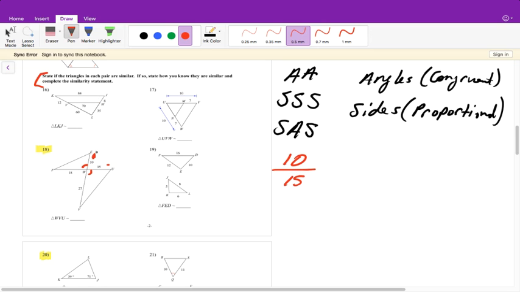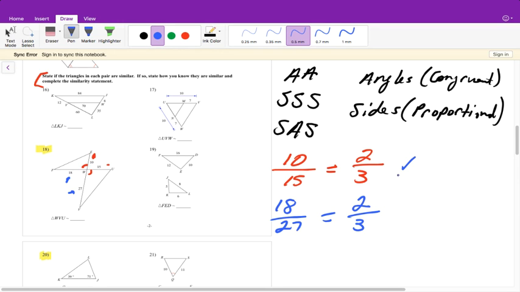Some people might put 10 over 27 because it's part of this same straight line here, but then you're not having them correspond. So make sure you're looking at the relationships within the sides that we know. And 10 over 15 reduces to 2 over 3. Then I look and see, 18 is the largest of the 2, so 18 over 27. This also reduces to 2 over 3. So we show that we have a congruent angle, and we show that these 2 sides are proportional. So that means, yes, side, angle, side, and now we just need to fill in this similarity statement.